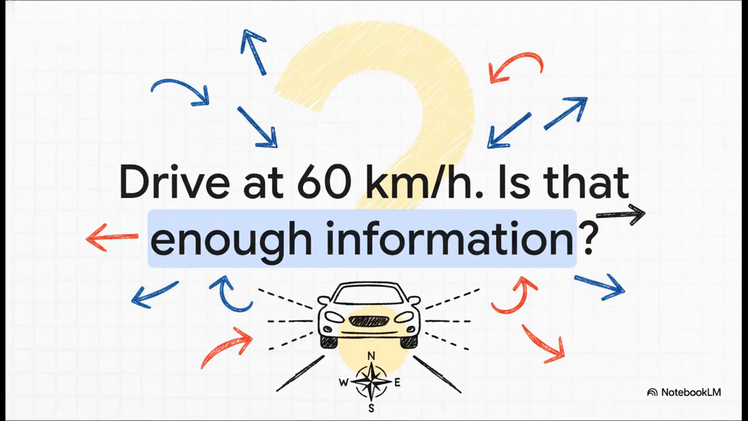So picture this. You're sitting in the driver's seat of your car right now. And suppose someone sitting next to you just says, "Hey, drive at 60 kilometers per hour." Is that enough info to actually get you to your destination? Well, no, not quite. Your immediate question is going to be, in which direction? Because speed all by itself is completely insufficient to get you where you need to go.